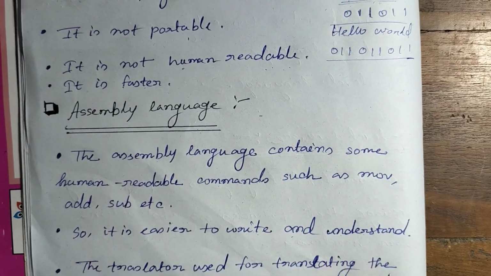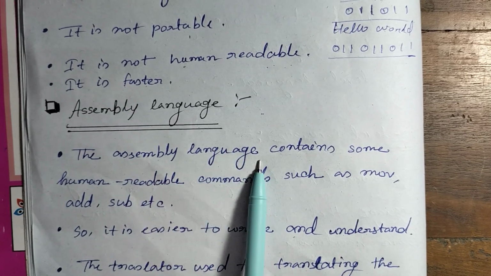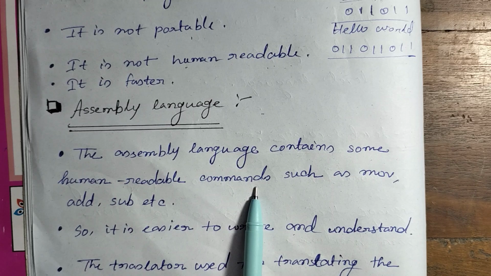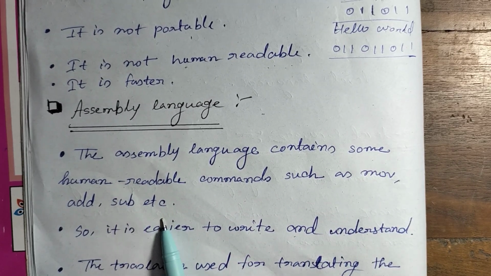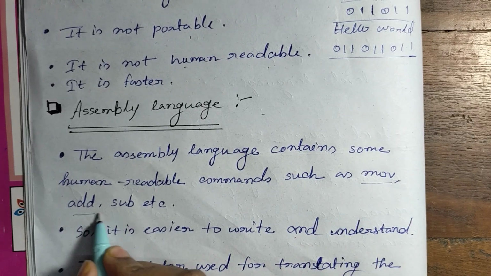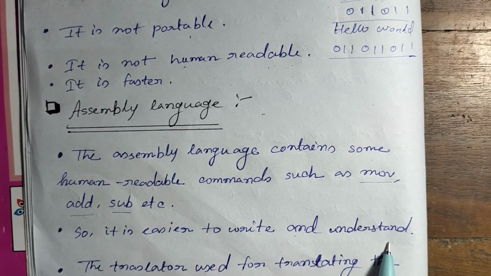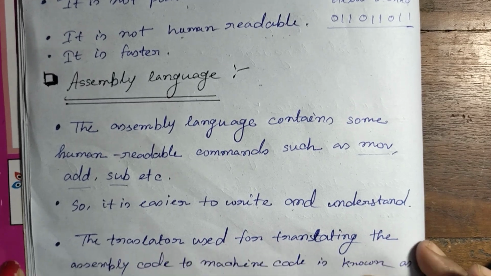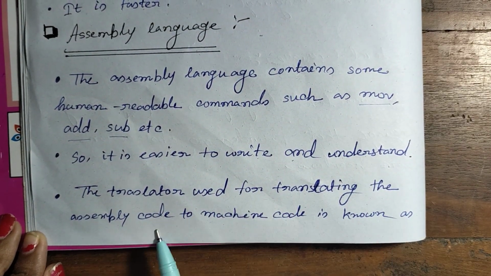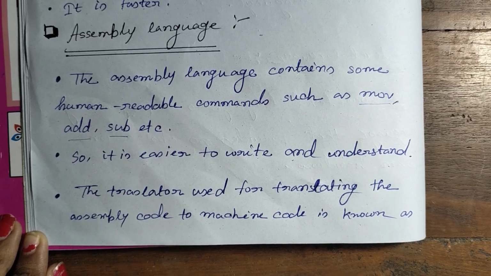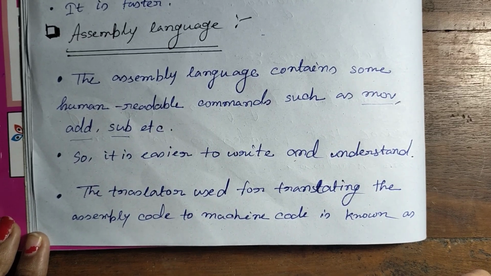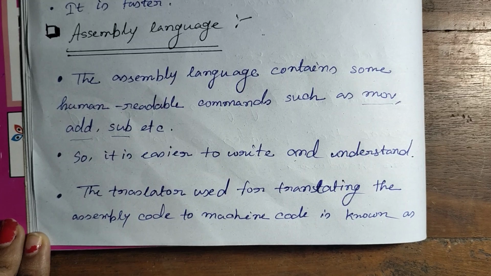Next we will go to the assembly language. Assembly language contains some human readable commands such as move, add, sub, etc. This is like the English language, so humans can understand it. It is easier to write and understand, and it is much more human understandable. The translator we use for translating the assembly code to machine code is known as an assembler. In the computer we have to translate the assembly language into machine language, and for that we need a translator called an assembler.